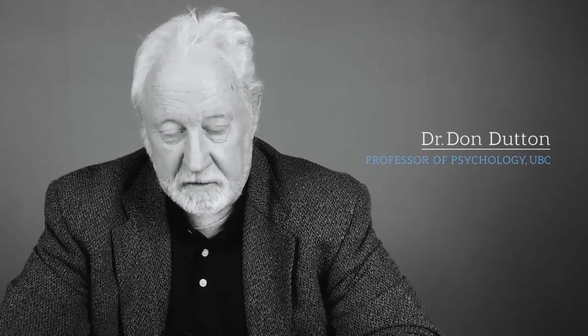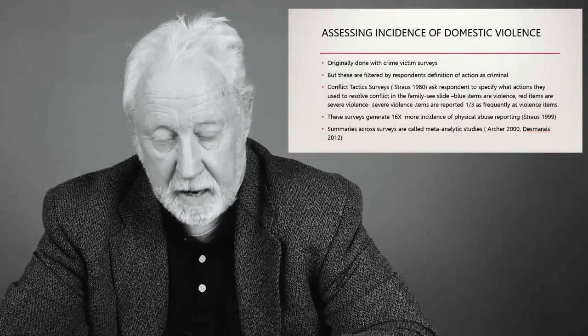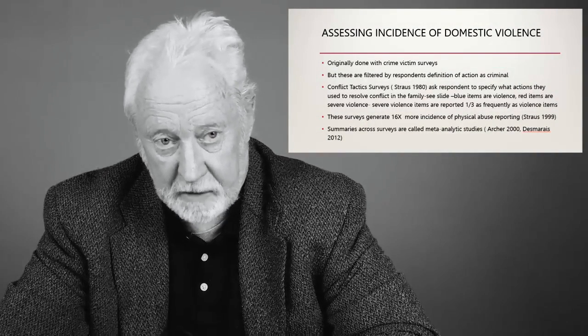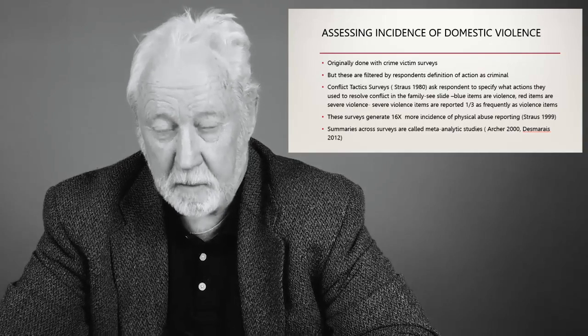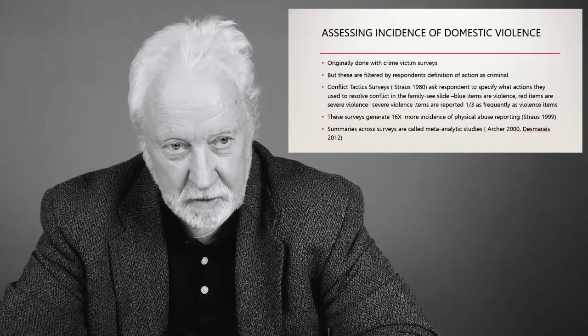And we know this through the development of something called the conflict tactics scale. That's a way of getting people to report on domestic violence in their family by answering a simple question. How do you resolve conflict when it happens in your family? Now, the advantage in asking the question this way is it gets around the problem of some people not reporting domestic violence because they don't think of it as a criminal act.